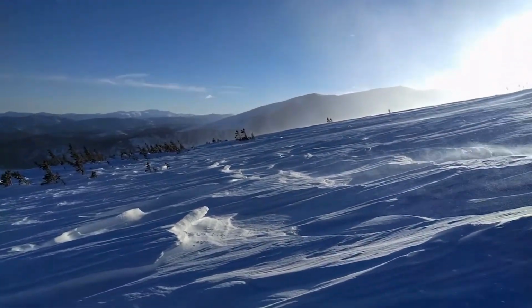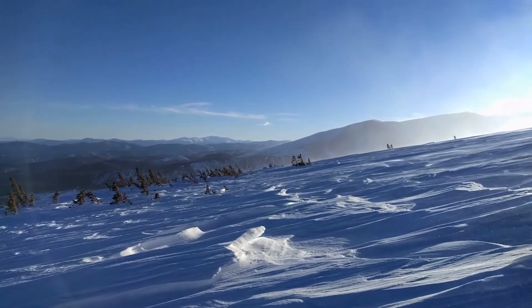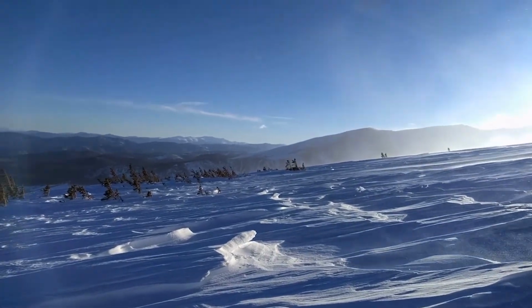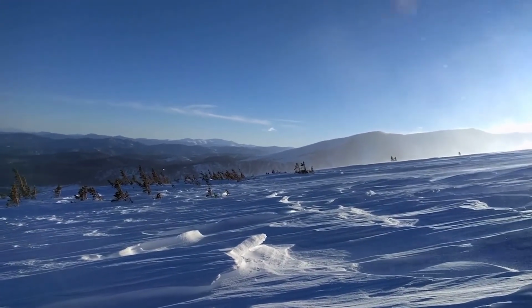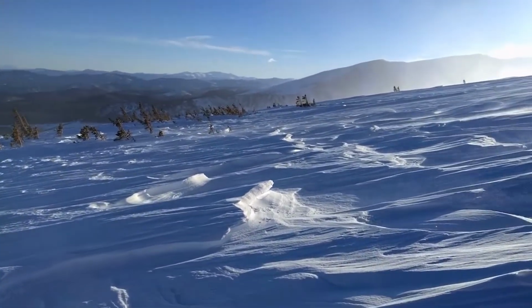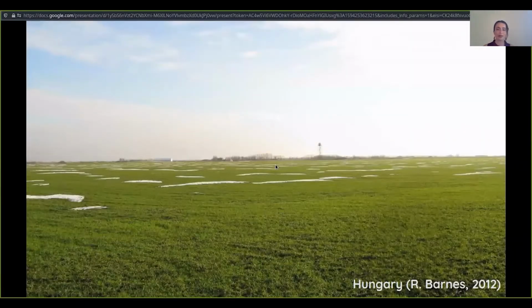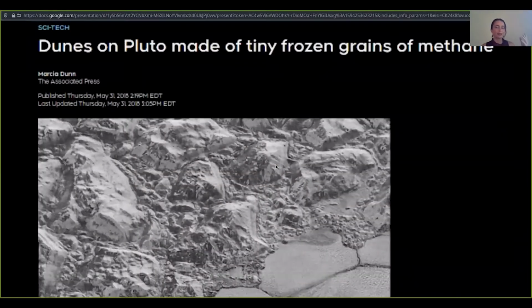In many places, the wind rushes over snow and carves it into shapes. Like this sastrugi you see here. It's a word from Russian, meaning anvil, and it directs the winds around it. Or like dunes, photographed here in Antarctica, here in temperate green Hungary, and here on the frozen methane-covered surface of Pluto.